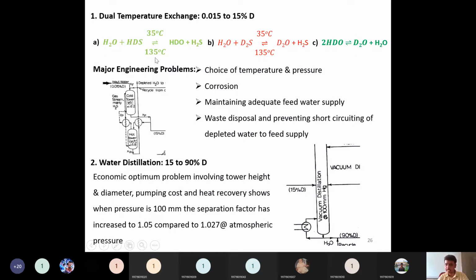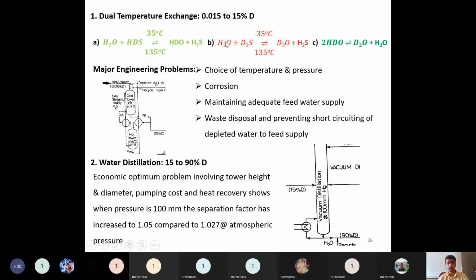The following reaction takes place here. First, normal water H2O is added with HDS, hydrogen deuterium sulfide. Then in the cold tower, at around 35 degrees centigrade, the forward reaction is performed, which is the formation of HDO, hydrogen deuterium oxide, plus hydrogen sulfide. The reverse reaction applies in the next, hot temperature tower. In this tower the reverse reaction happens, that is, hydrogen deuterium oxide combines with H2S and forms H2O and HDS.